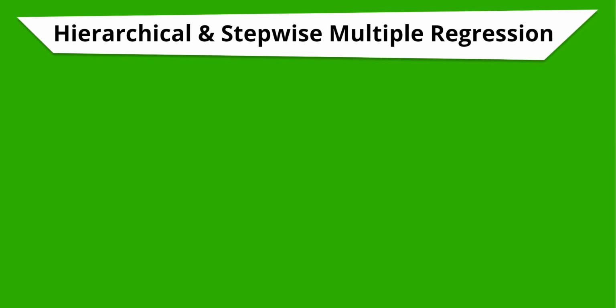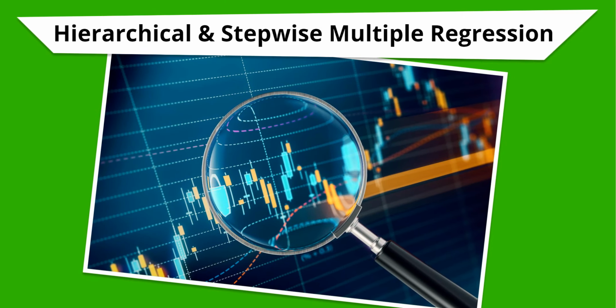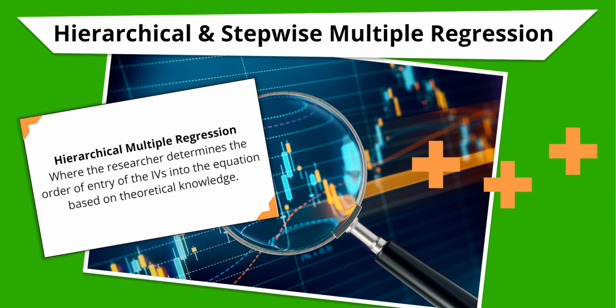Hierarchical and stepwise multiple regression. Sometimes researchers are interested in looking at the influence of several predictor variables in a sequential way. They want to know what the prediction will be for the first predictor variable, and then how much is added to the overall prediction by including a second predictor variable, and then perhaps how much more is added by including a third predictor variable, and so on. This is known as hierarchical multiple regression, where the researcher determines the order of entry of the IVs into the equation, based on theoretical knowledge.